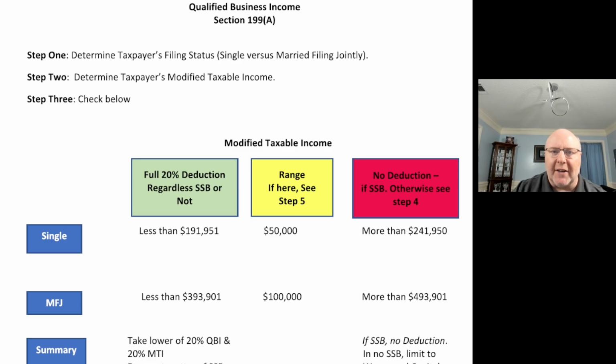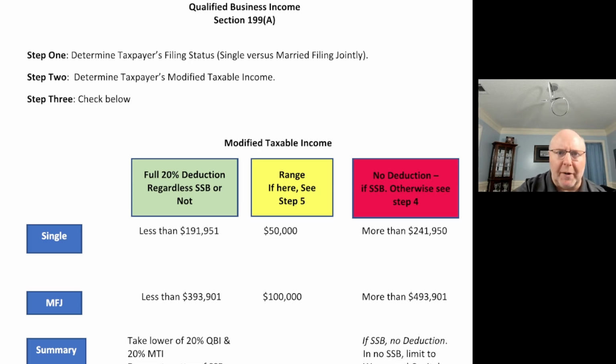What happens if the modified taxable income is greater than $241,950 if you're single, or $493,901 if you're married filing jointly? When you see that it exceeds the threshold, make sure you know if this is an SSTB. Is this a dentist, a doctor, a lawyer, a CPA? If it is, your answer is zero. There is no QBI deduction if you have an SSTB that exceeds those threshold amounts of $241,950 or $493,901.